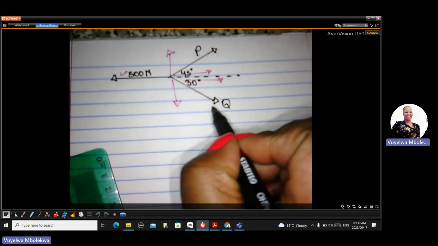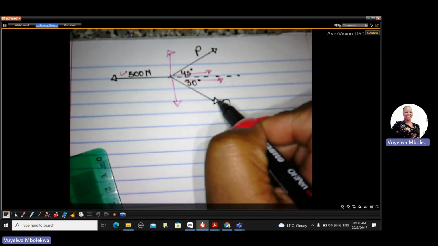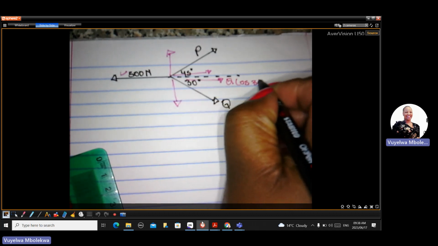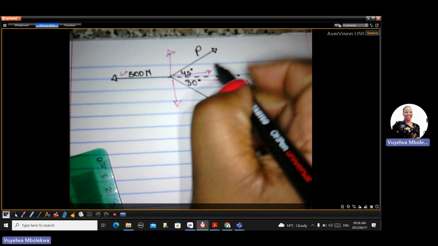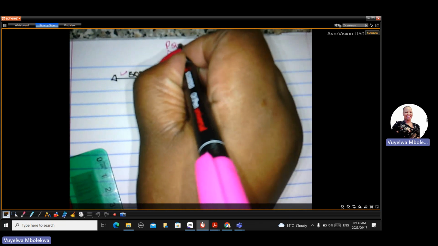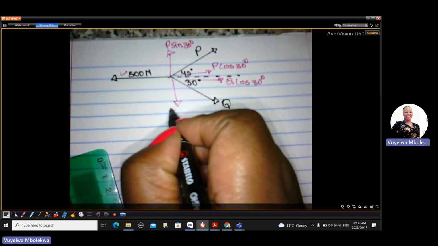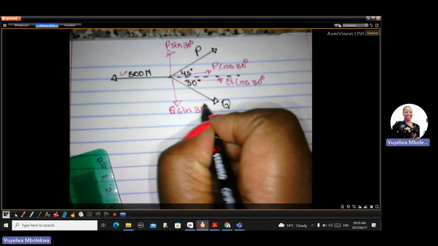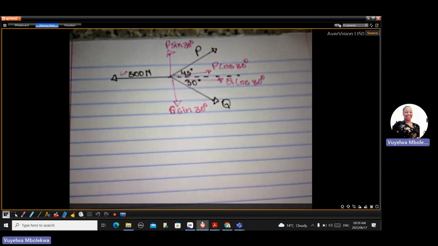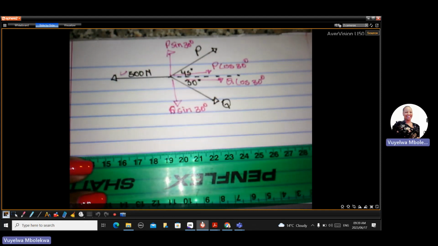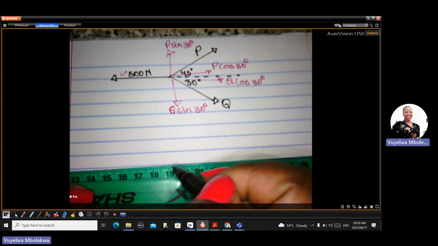So just before we go there, this horizontal component of force Q is going to be Q cos 30. And then the horizontal component of force P is going to be P cos 30. That one is going to be P sine 30. And here is going to be Q sine 30. Okay, so let's just re-sketch it so that we can see more clearly.